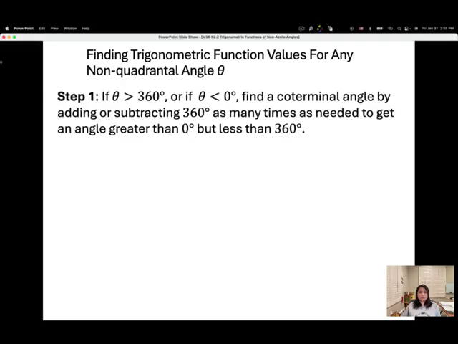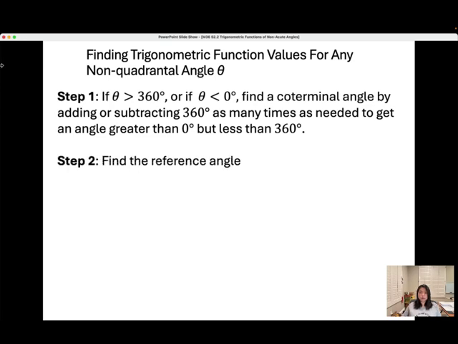Step 1. If theta is greater than 360 degree or if theta is less than 0 degree, find a coterminal angle by adding or subtracting 360 degree as many times as needed to get an angle greater than 0 but less than 360. So make sure your angle is between 0 and 360 degree. If not, find the coterminal angle. You can do plus or minus 360 degree. Okay, this is step 1.